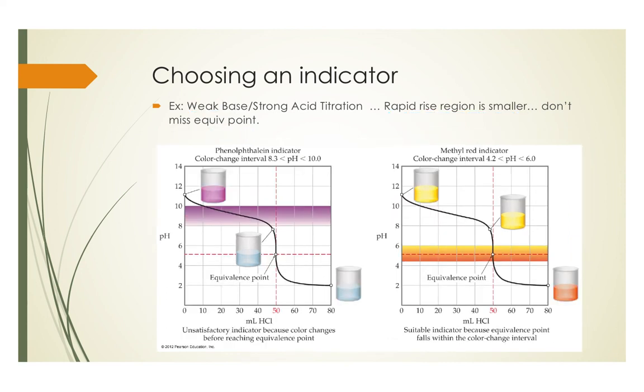Okay. Same idea for a weak base strong acid titration. Here the equivalence point again is below 7, so phenolphthalein is not going to work. However, methyl red will be in that steep part, and it does still work.